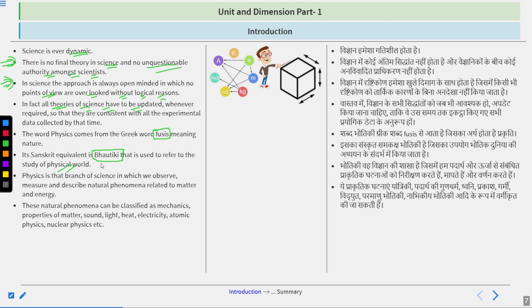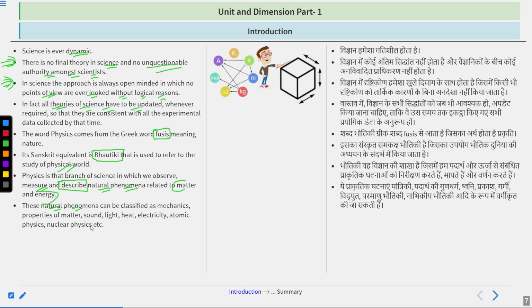Physics, in a particular manner, is that branch of science in which we observe, measure, and describe the natural phenomena related to matter and energy. What do we mean by matter and what do we mean by energy? We will look at them in the upcoming lectures. Till then, just remember that in physics we observe, then we measure, and whatever we get, we describe as natural phenomena related to matter and energy.